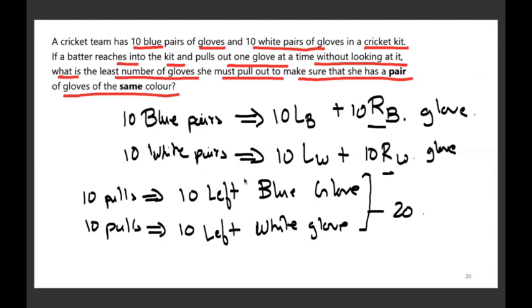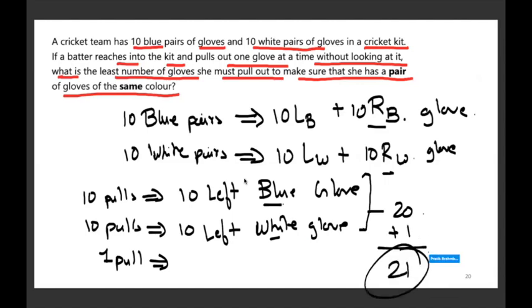Which means after these 20 pulls, in one more pull, I will be sure that whatever color of right glove comes will pair with either the blue or white glove. क्योंकि कोई भी color हो, because I have left of both blue and white, whatever color of right glove comes will for sure pair up with the gloves that I've already pulled out. So the correct answer is 20 plus 1, 21 pulls.